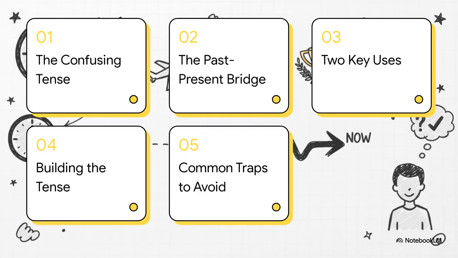So here's how we're going to break it down. First, we'll tackle the confusion head on. Then I'll introduce you to this key idea I call the past-present bridge. After that, we'll look at its two main uses, how to actually build it, and finally, the common traps you need to avoid. Let's dive in.